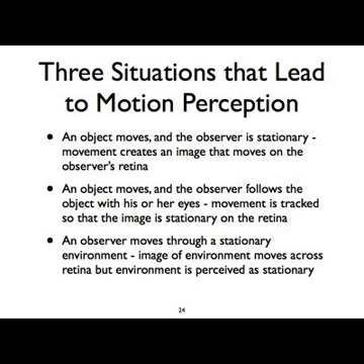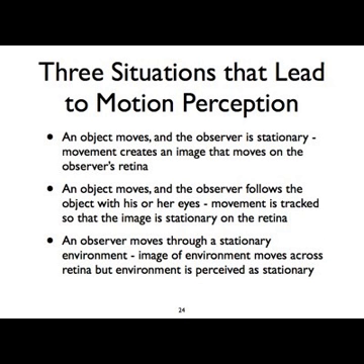So in what circumstances do we actually perceive motion? There's 3 possible scenarios, right? One possible scenario is that something actually moves. You stay still, your eyes stay still, and something moves across your visual field. That's this first one, right? So an object moves, the observer is stationary. The movement creates an image that moves on the observer's retina. So usually you perceive that as the object moving, everything else is staying stationary, right?